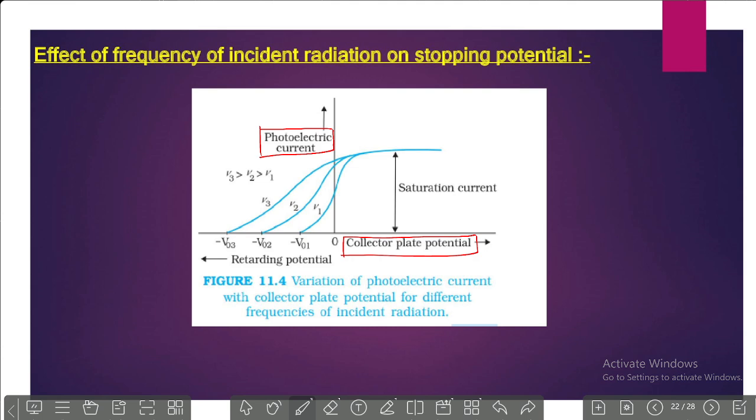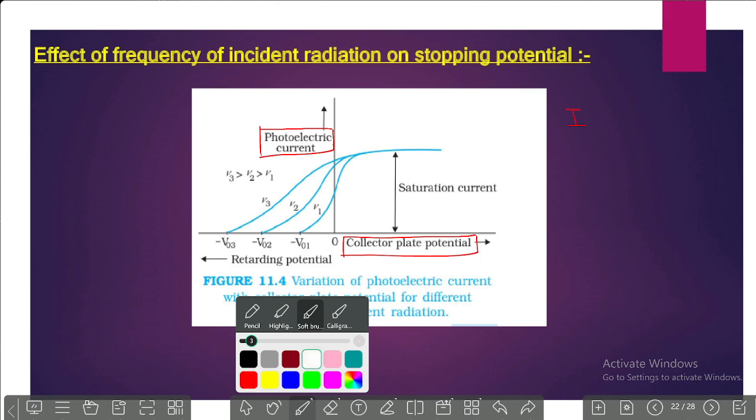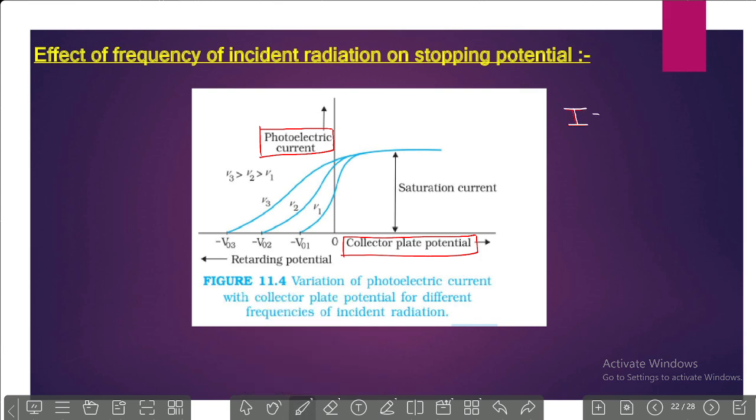Now see here, your intensity is kept constant. So intensity I is constant. But remember, the frequency is different. Intensity is constant, but different frequencies are taken.